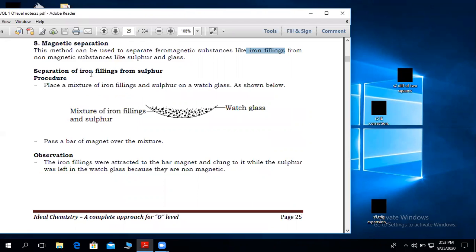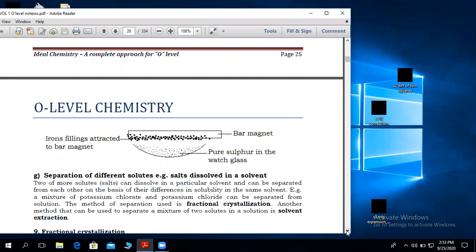So procedure, if you have a mixture of iron filings and sulfur, the procedure is here. We are saying place a mixture of iron filings and sulfur on a watch glass. This is our watch glass as shown. Then pass a bar magnet over the mixture. The iron filings will be attracted by the bar magnet, while sulfur will be left behind on the watch glass. And that is what happens.